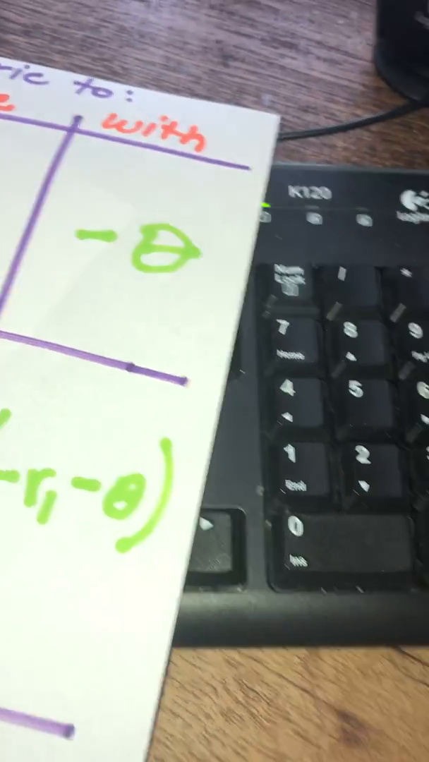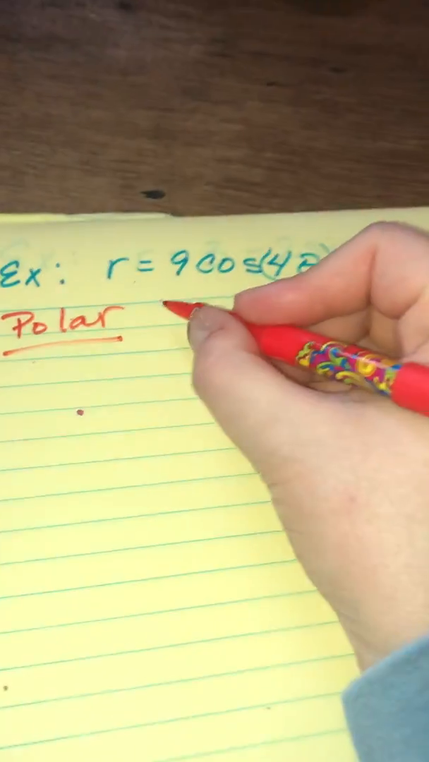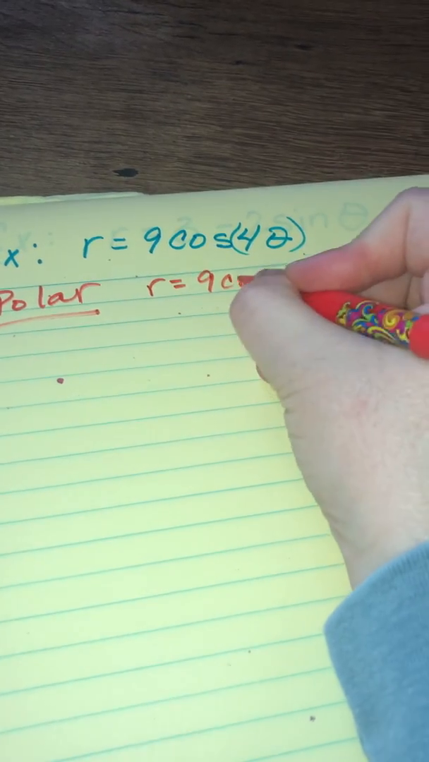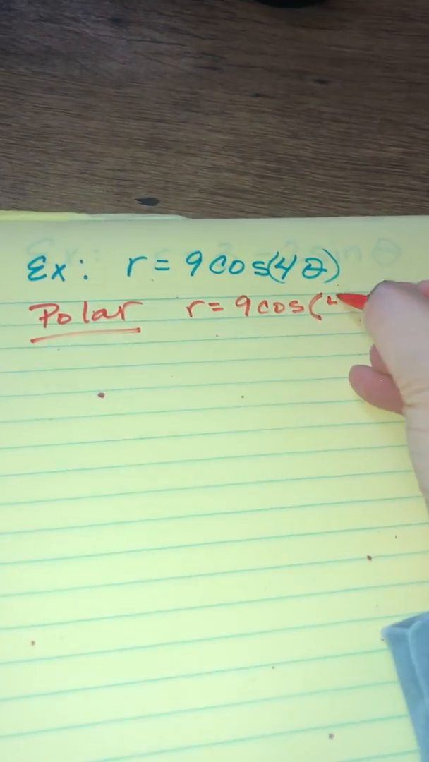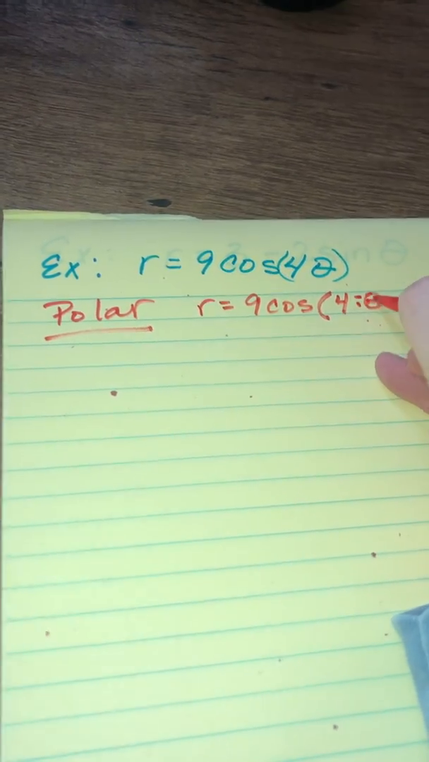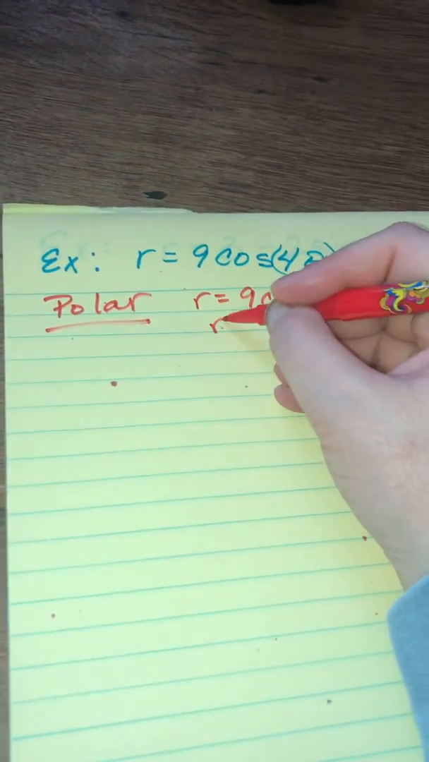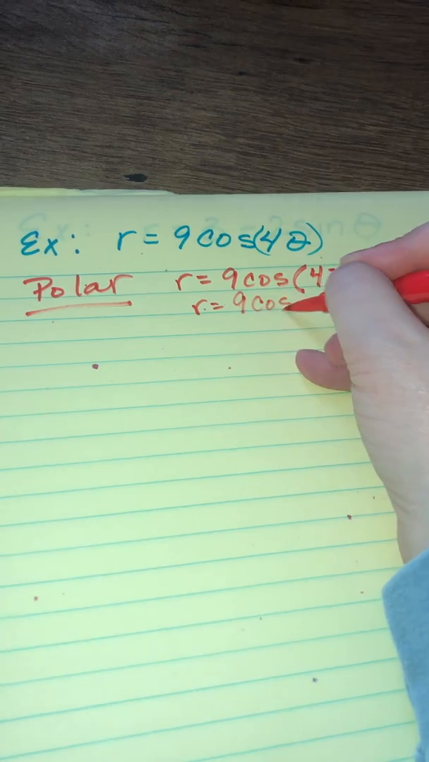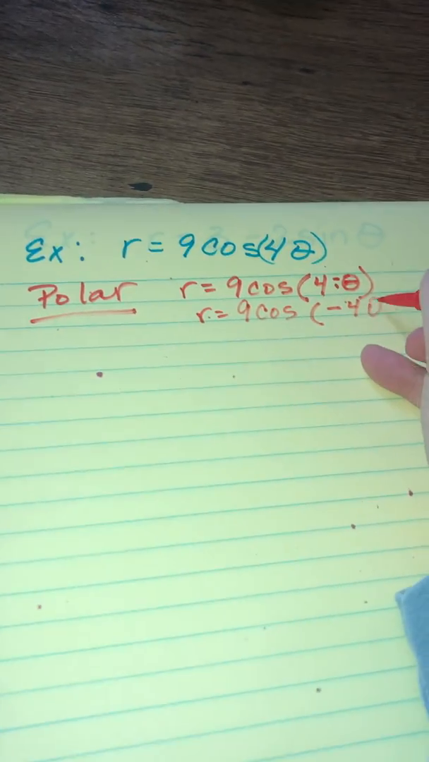Okay, so let's say we have r equals 9 cosine 4 theta. First, to figure out if it's symmetric to the polar axis, I'm going to replace theta with negative theta. So 4 times negative theta. And when I do that, it makes r equals 9 cosine negative 4 theta.